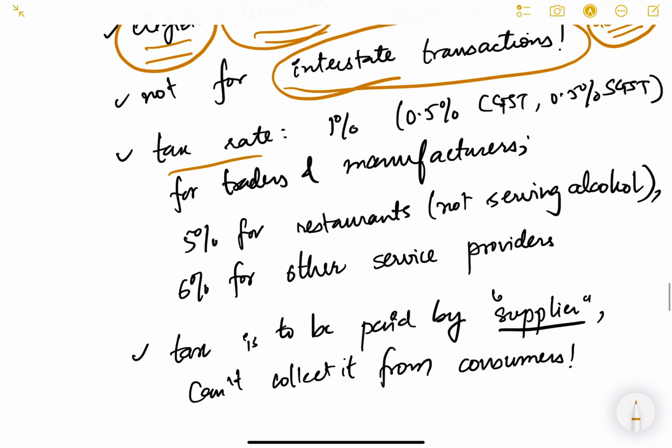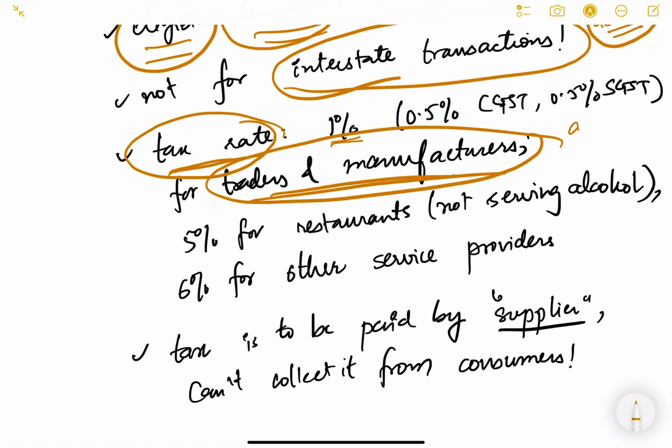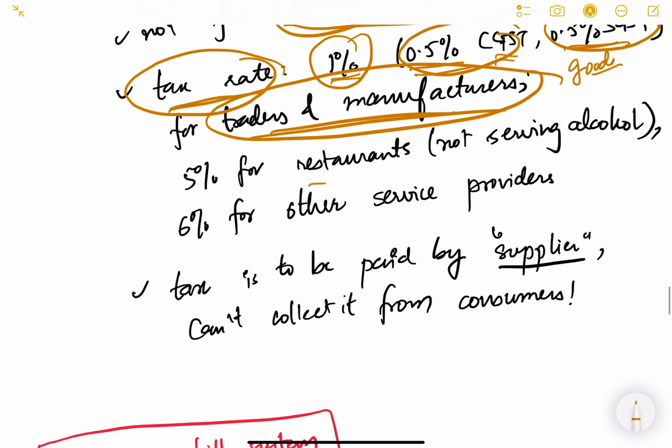Now, what is the tax rate under the composition scheme? Tax rate is 1% for traders and manufacturers. Okay, for goods manufacturers and traders. Traders meaning people who do trading, shopkeepers and all those things. So it is 1% for them, 0.5% CGST, 0.5% SGST. It is a flat rate. And for restaurants, it is 5%. These are the service providers.